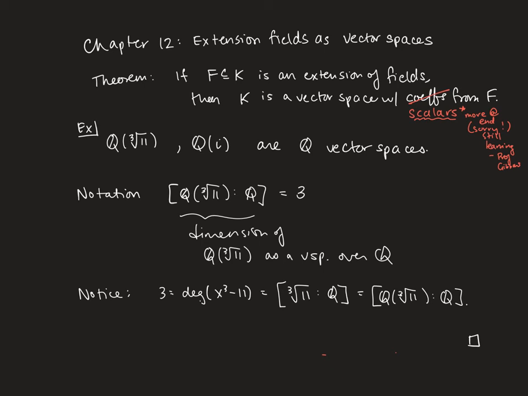What I really mean to say here is scalars, not coefficients. The scalars come from F, and the vectors are just whatever the elements of K are. And when we talk about linear combinations of vectors in K, we're saying put together elements of K, scale them by elements of F, and add them up.